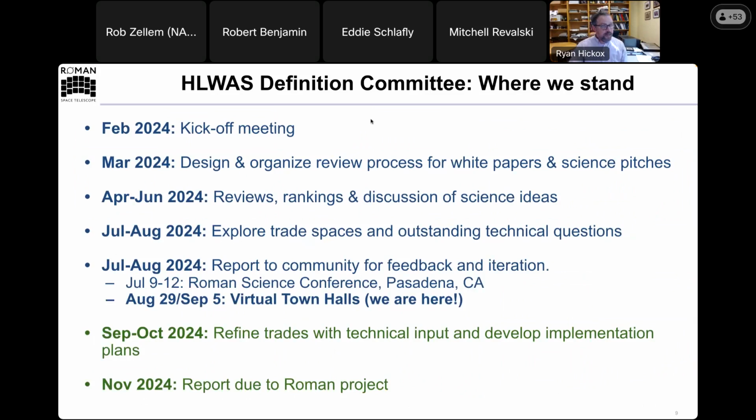So what is the overall timescale of this committee? Well, we had our first kickoff meeting about 6 months ago. At that point, we organized a process for reviewing all of the input that we got, the white papers and the science pitches. We then did a lot of reviewing and ranking and discussion of the science ideas to get a sense of what the overall landscape is. Over the summer, we've been exploring trade spaces and looking at outstanding technical questions. And so at the end of the summer, we've been reporting to the community for feedback and iteration. We've had two main opportunities to report to the committee.